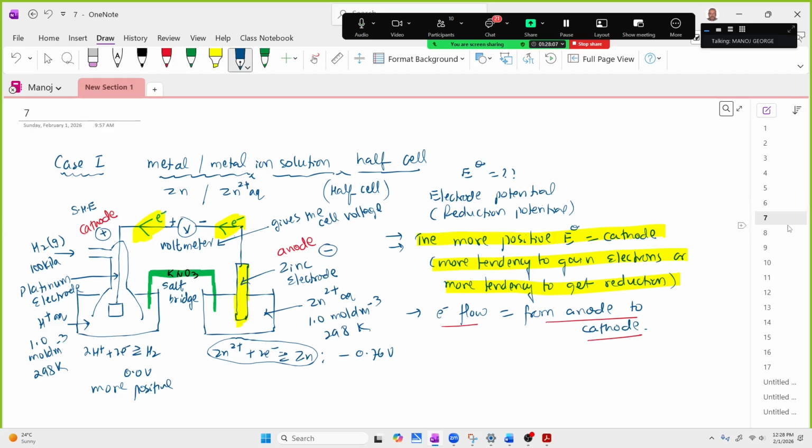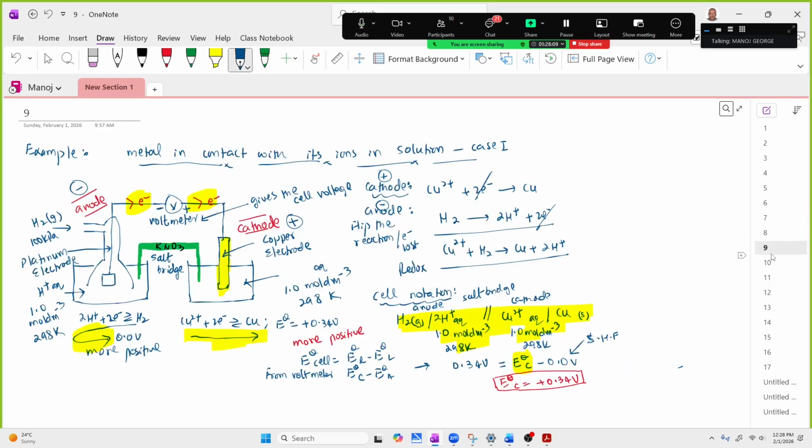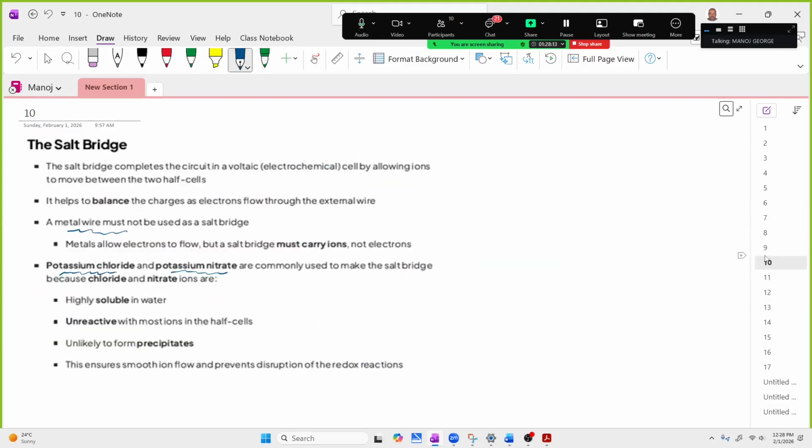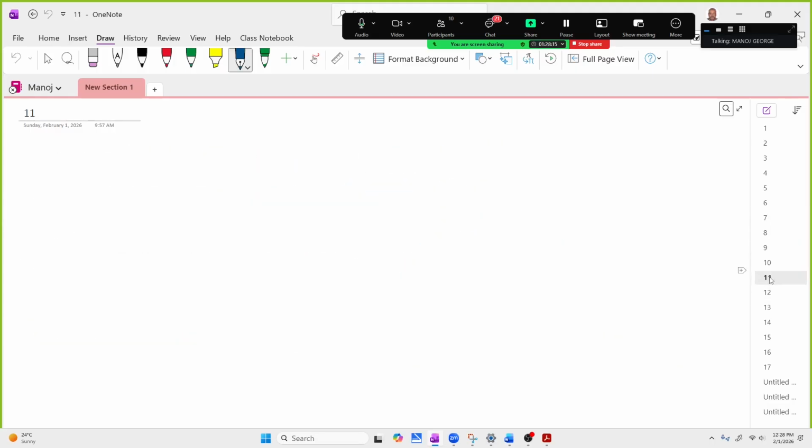So let's have a look at case 2. When I say case 2, this is the second type of half cell. There are 3 types of half cell you have to learn, and the SHE you have to learn separately. Apart from the SHE, there are 3 different types of half cell. The SHE is a very special half cell that is used to figure out the E dot of all the other half cells.